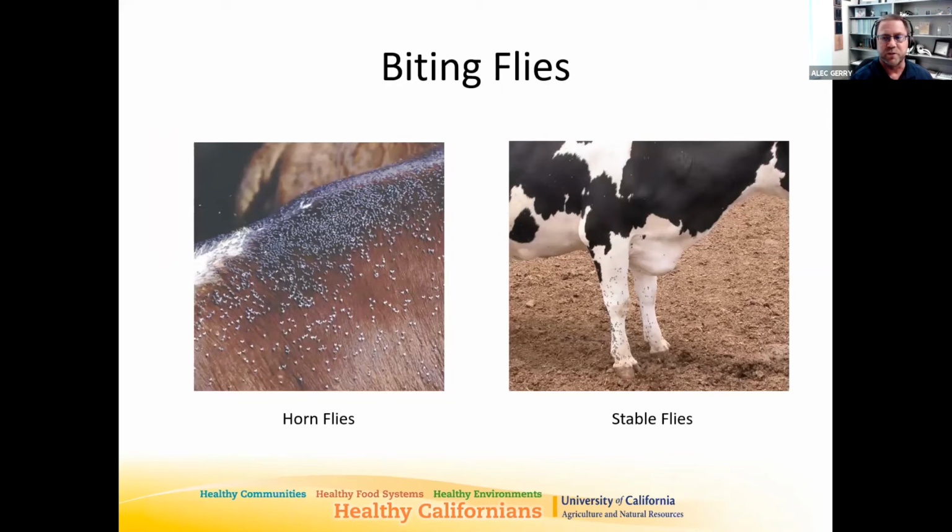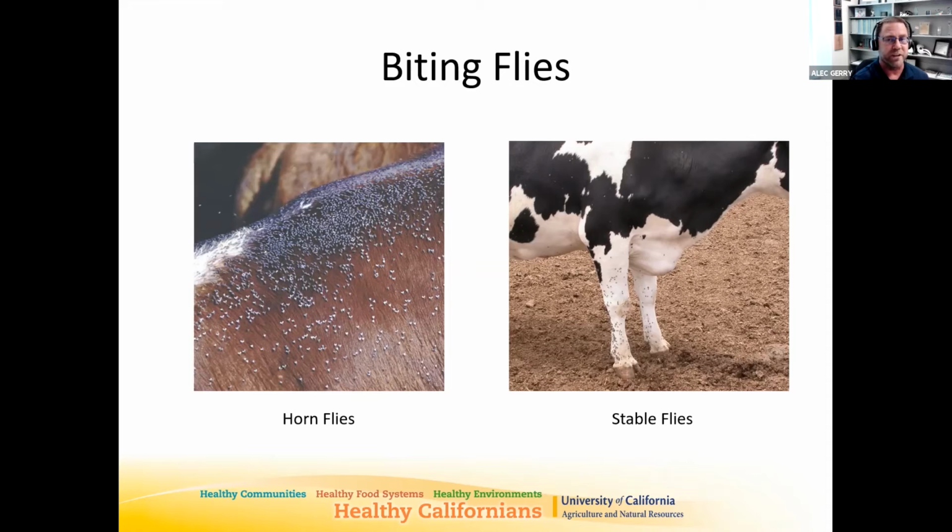All right, so let's move on to the biting flies. The two biting fly species we talked about are the horn flies and the stable flies. On the left are horn flies, and horn flies generally cluster along the back of your cattle. They sometimes on hot days will actually move en masse to the underside of the cattle, and so they'll cluster there when it's too hot, too much sunlight directly on them. But they generally are there and present in very large numbers. They don't leave the animal. They stay on the animal all the time.